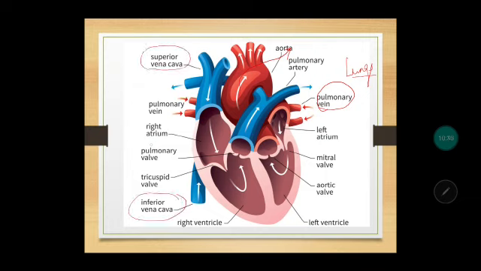These are the veins which will bring deoxygenated blood from upper parts of the body, and these will bring deoxygenated blood from lower parts of the body. Now when it has reached over here, where is it going? It is going to the pulmonary artery, this side, this is the path. So it is going to the pulmonary artery, and the pulmonary artery contains deoxygenated blood.